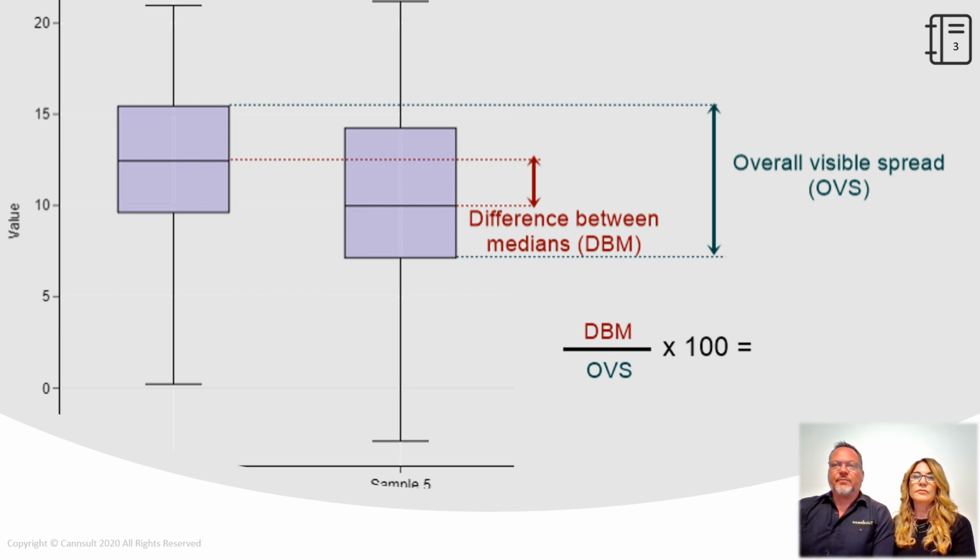It gets tricky when the boxes overlap and their median lines are on the inside of the overlap range. As always, maths comes to the rescue. Woohoo! Follow the simple formula in your workbooks. The distance between medians divided by the overall visible spread times 100. The answer you will get will tell you if there is likely to be a difference between the two groups. It's significant if the result is over 33% for a sample size of 30, over 20% for a sample size of 100, or over 10% for a sample size of 1,000.